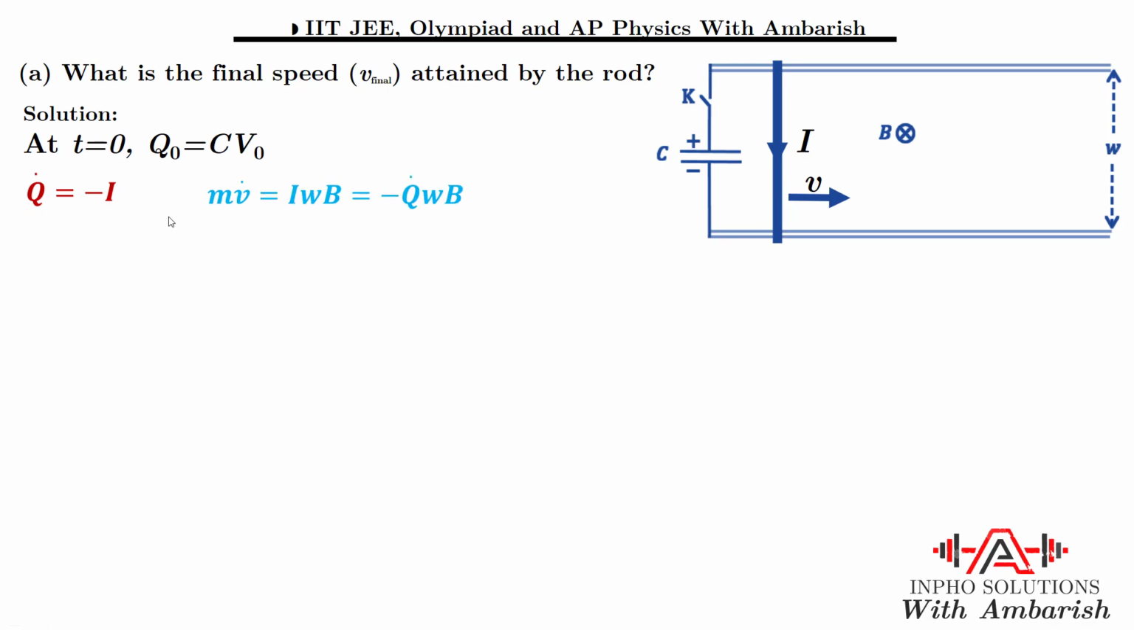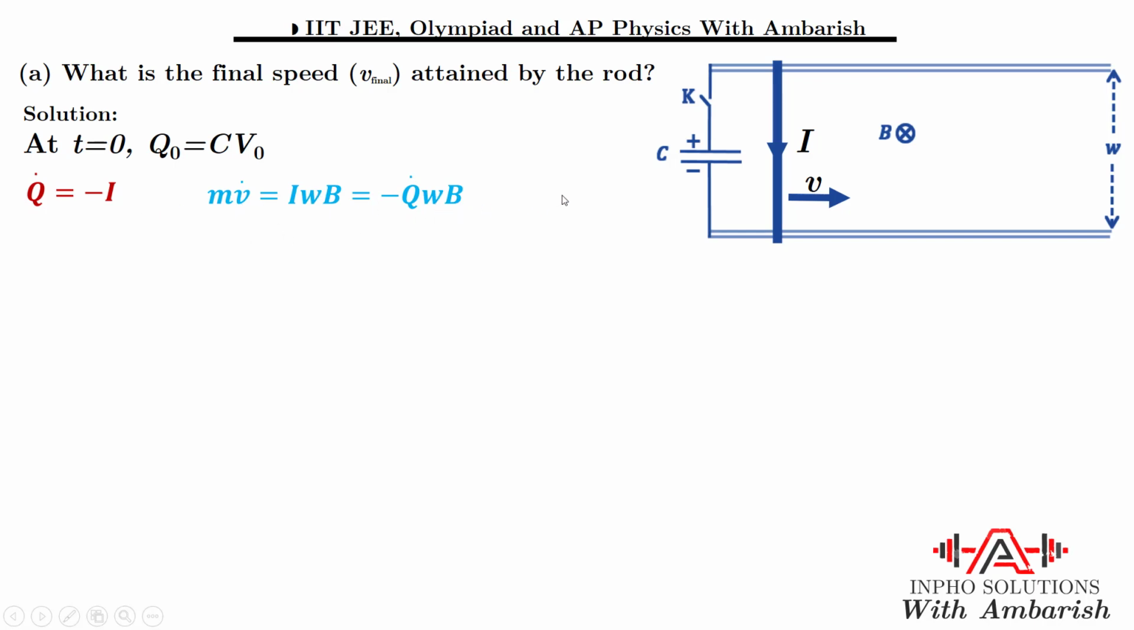What else can we say? Now the F equal to ma equation we can use. The magnetic force is ILB, so length is W, so IWB is the magnetic force, and that should be equal to mass times acceleration. So m dv by dt, or instead of d by dt I'm using dot notation, m v dot is equal to IWB, and I can be written as minus Q dot, so minus Q dot W B is mass times acceleration. Okay, so this is the force equation.